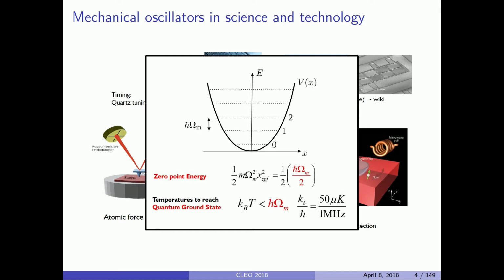One way to achieve such low temperatures is in fact using the interaction of radiation pressure with the mechanical oscillator to cool it to these low temperatures. And I'll describe experiments that have been carried out over the last decade that take mechanical oscillators and place them into their quantum ground state.